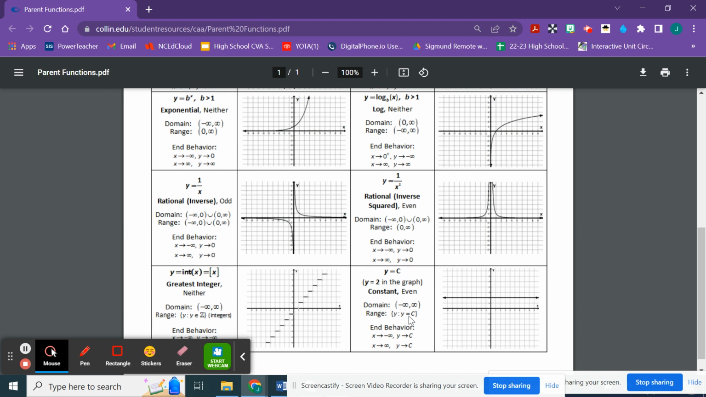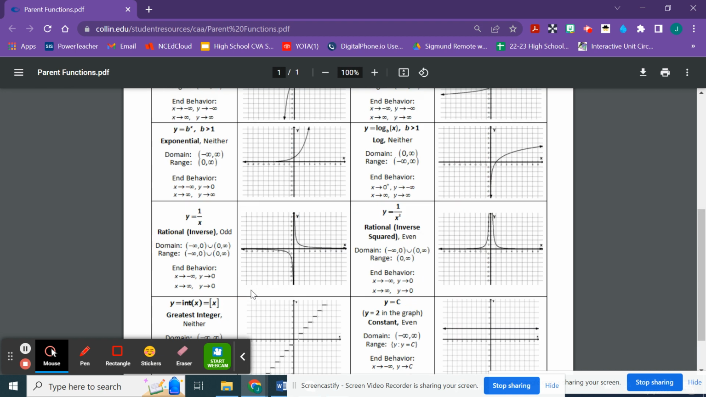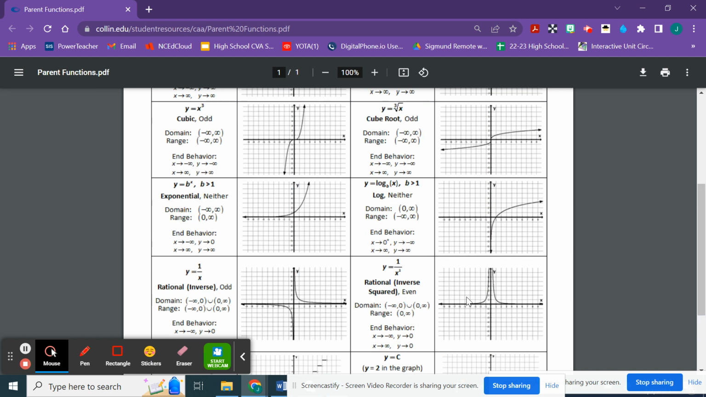And so this is just a printable sheet that, if you would like, you could print and have in your notebook for reference. End behavior, like I said, we're getting into later. Their range is maybe written a little differently than ours would be in our class, because there are lots of other notations. We don't do a lot with this greatest integer style function. We will get into rationals.